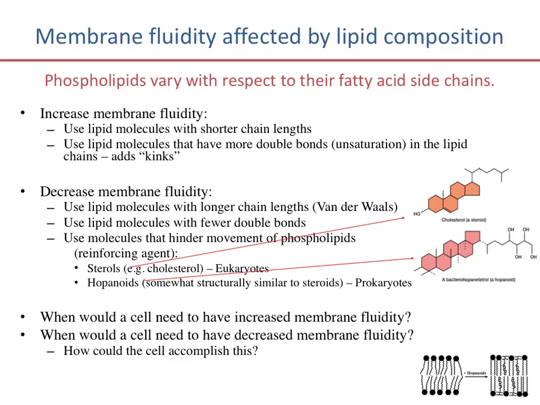I've gone through all of this, and the reason it's important is because cells use membranes to adapt to different conditions. There are some cells that live in very hot environments, even at water temperatures that are above the boiling point, and there are cells that live in very cold environments. So what I want you to think about is, when would a cell need to have increased membrane fluidity? If you want a highly fluid membrane.